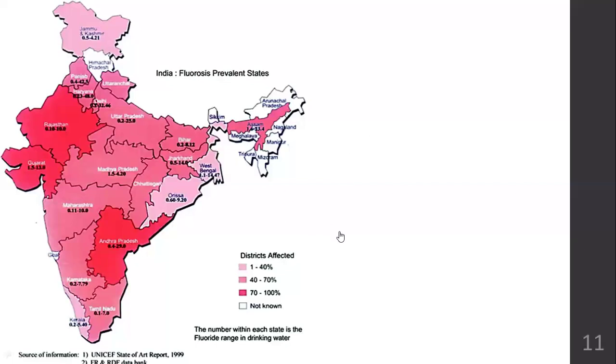In India, you can see the fluoride content in the groundwater, drinking water. In the states of Gujarat, Rajasthan, and Andhra Pradesh, now Andhra Pradesh as well as Telangana, these are the areas which have the highest rate of fluorine in their groundwater. These are also the states where fluorosis, too much fluorine toxicity, is very prevalent.